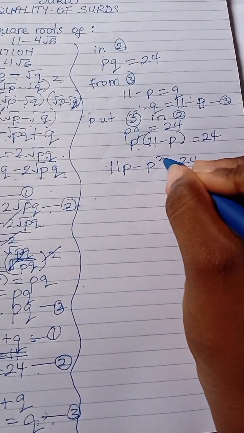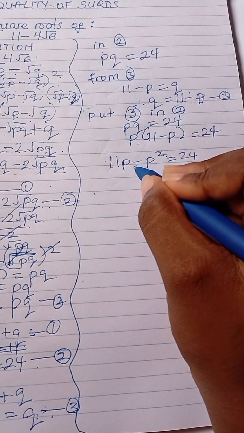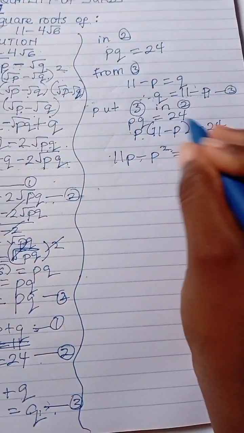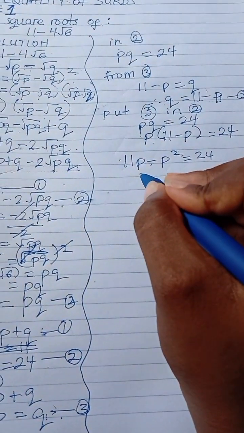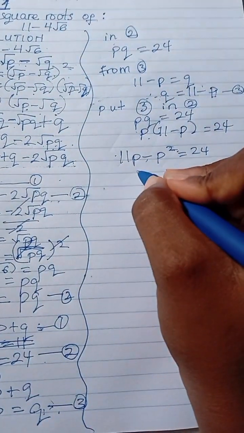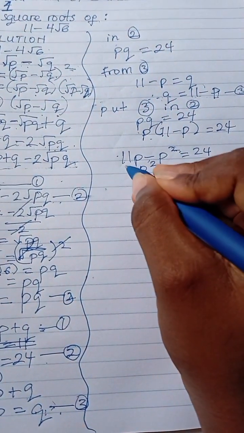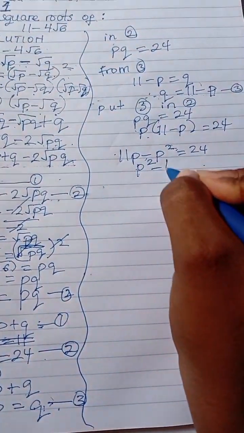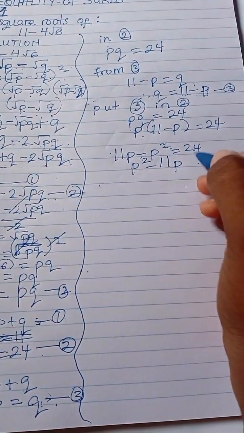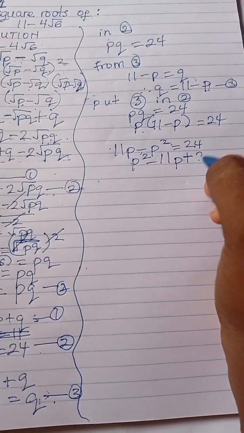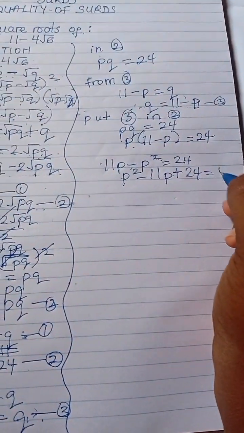P squared, the one with the highest power, must not have a negative sign. So we'll bring everything here to where 24 is. If P squared is coming here, that will be P squared. If 11P is coming here, that will be minus 11P. We didn't move 24 at all, so it carries a plus sign, plus 24. It's now equal to 0.